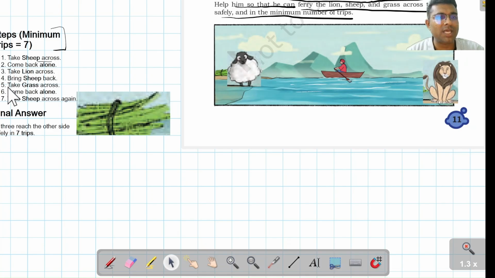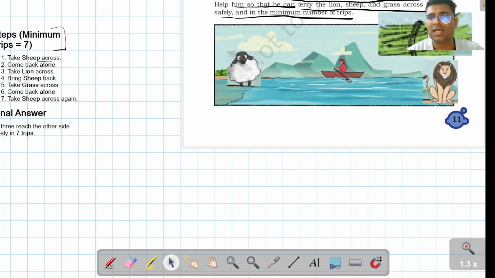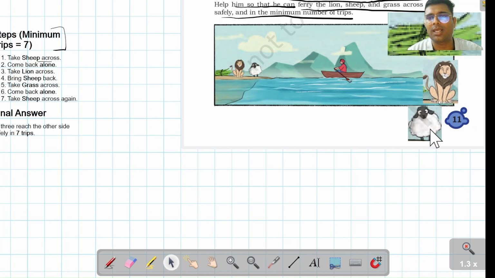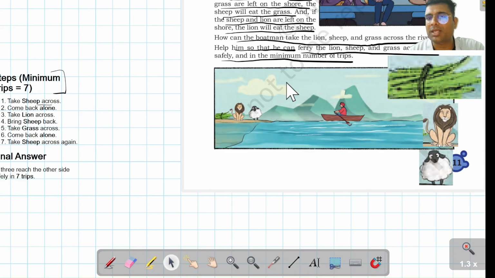Okay, in the fifth step, take the grass across. So now he will take the grass to this side. Okay, and now the boatman will come back alone and take the sheep across again. So in this way, the boatman can ferry the lion, sheep and grass across the river safely and in the minimum number of trips, that is 7. Come to the next page.